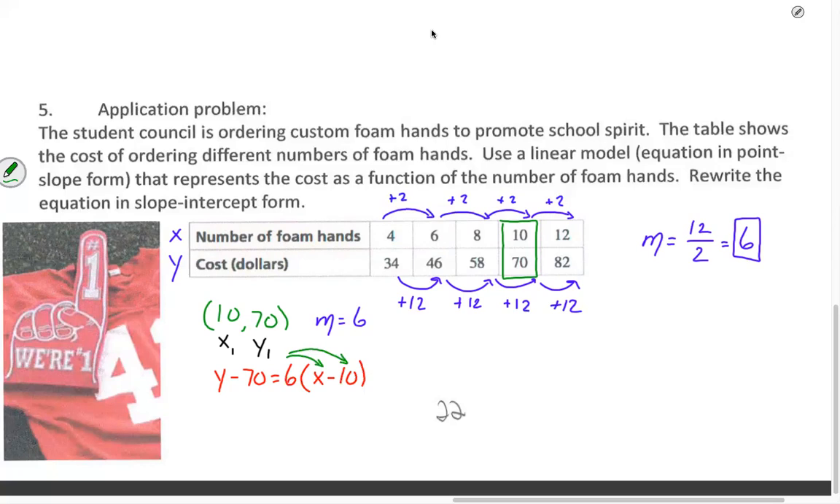Okay? That's going to give me y minus 70 equals 6x minus 60. How would you get rid of minus 70, Neve? I would add the 70. Y equals 6x plus 10. There you go. Pretty straightforward, right, Neve?